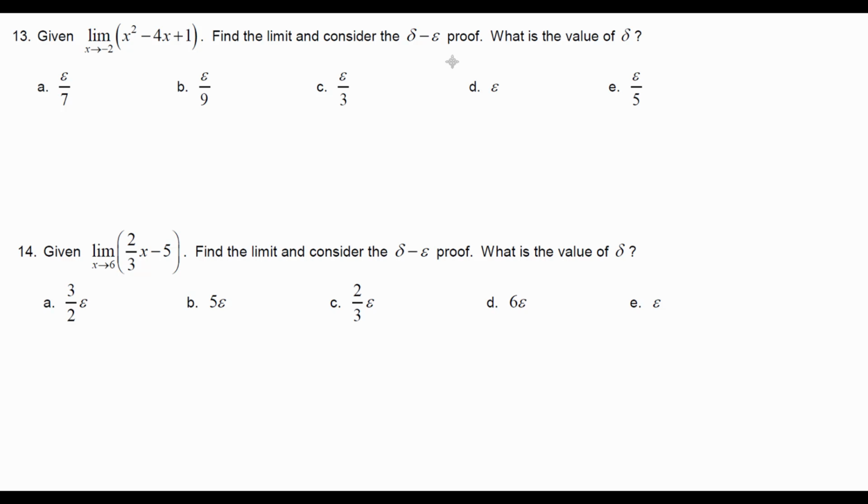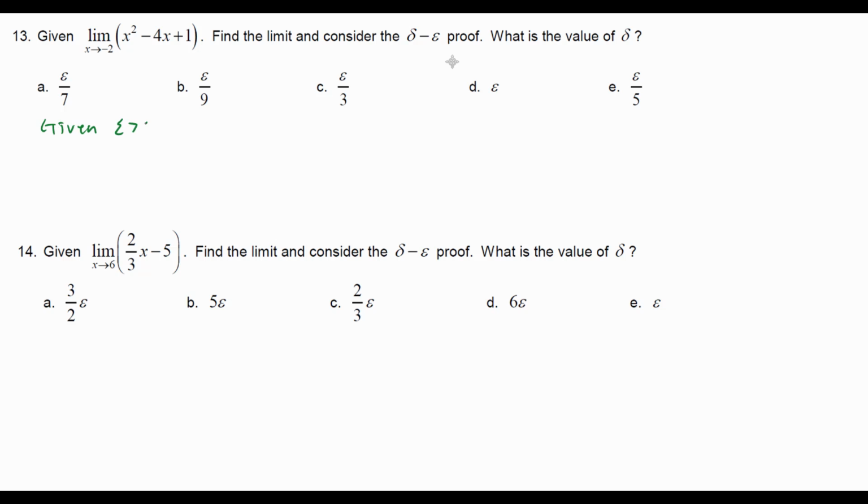Number 13. Given the limit as x approaches negative 2 of the quantity x squared minus 4x plus 1, find the limit and consider the delta epsilon proof. What is the value of delta? So this time we have a quadratic function, and a quadratic function involves factoring, and we have to let delta be the minimum of 1 and the delta we could find like we did in the other problem. So let's do the problem.